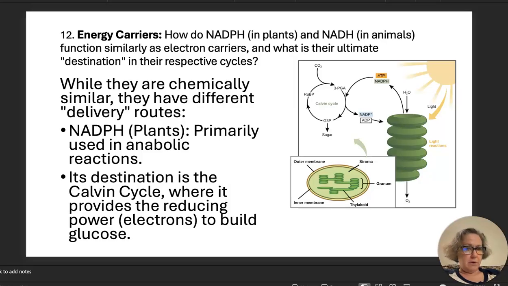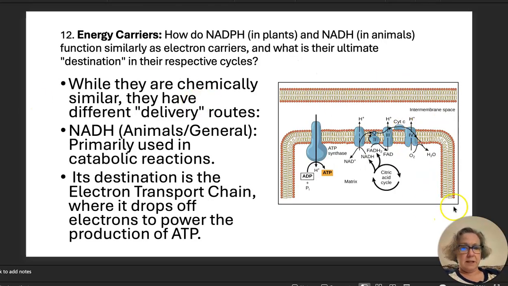Then compare that to the NAD and NADH and FAD here in the electron transport chain. Same thing, we're using it to carry the electrons. It is the catabolic reaction. Its destination is the electron transport chain here with ATP synthase.